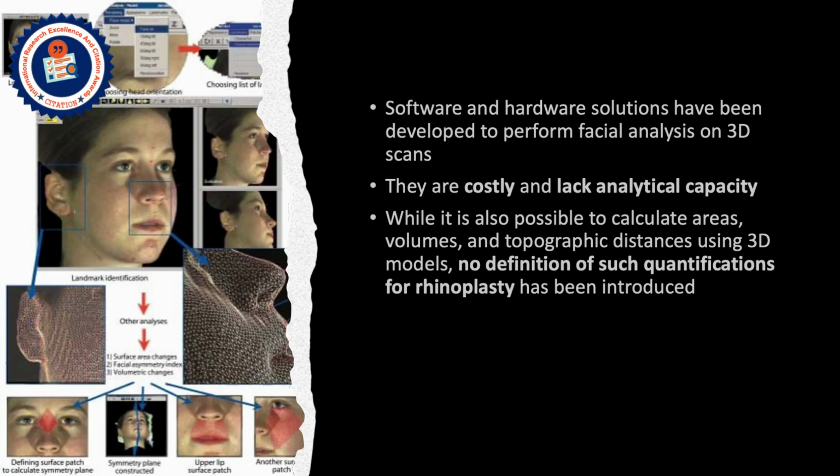We know that nowadays there are software and hardware solutions that were developed to perform facial analysis on 3D scans. The thing is, they are costly and they lack analytical capacity. And we also know that it is possible to calculate areas, volumes, and topographic distances using 3D models. However, for rhinoplasty, there is no such definition for any quantification.